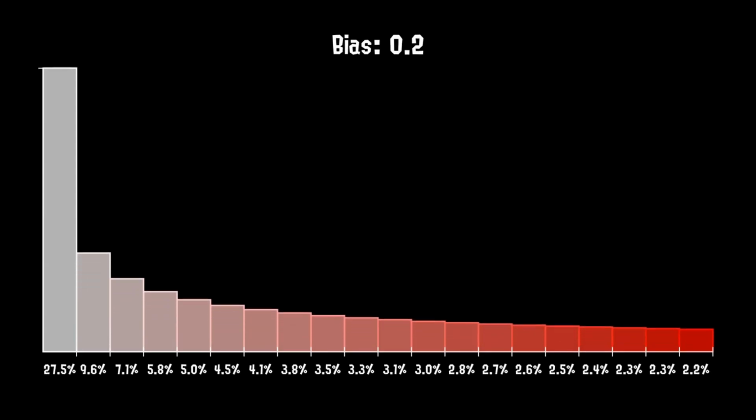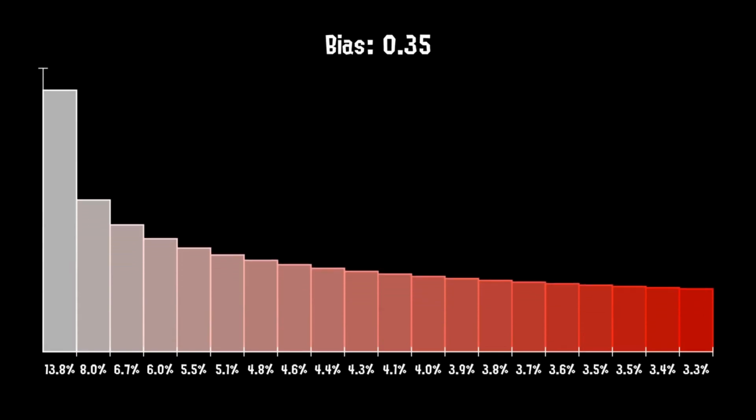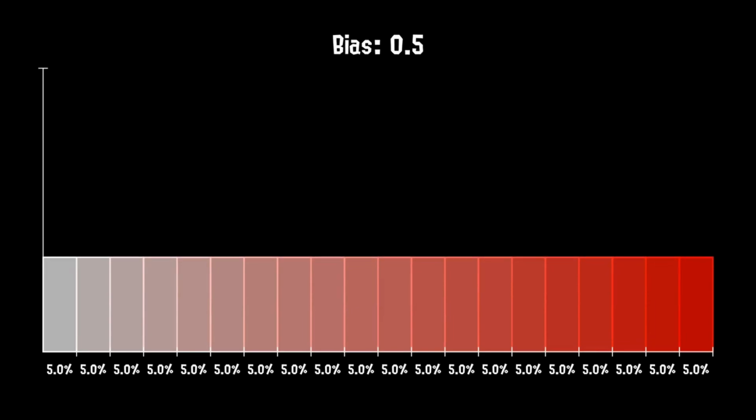As we continue to increase the bias, we see an increase in the chance that shots deviate outwards until we reach a bias of 0.5, at which point there is an equal likelihood that shots deviate at any angle. Under normal circumstances, there is no way to exceed this bias value in-game without modding, but just for fun, let's see what happens when we do.